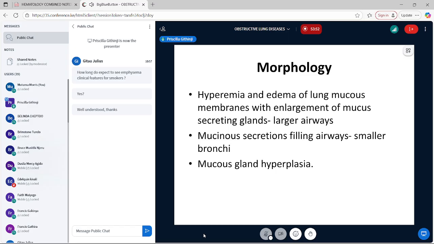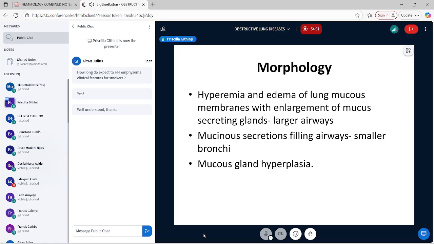The lungs are usually hyperemic and they have edema. So the mucous membranes will be hyperemic, so they appear red, and they'll be edematous with enlargement of mucus secreting glands, and this will be seen especially in your larger airways. So in your large airways, the main bronchi, you're going to see hyperemia and edema and enlargement of mucus secreting glands. In the smaller bronchi, you're going to see mucinous secretions that fill the airways.